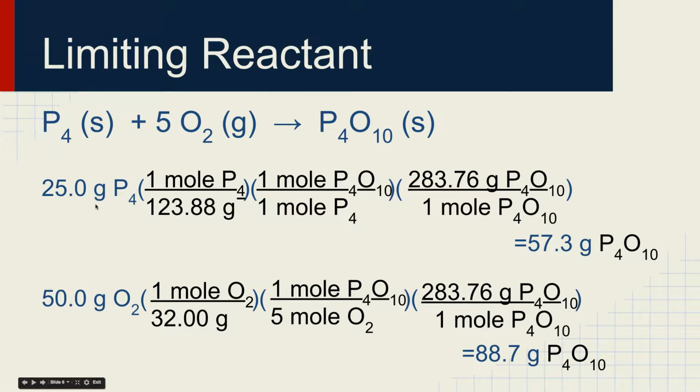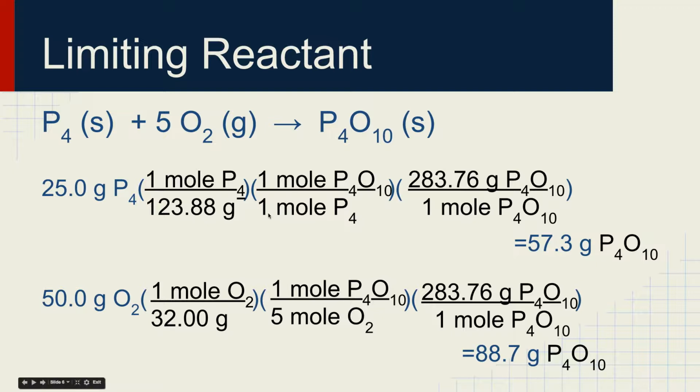The first given was 25 grams of phosphorus, so we always start with that number. Our first conversion factor is going to be from grams to moles. So it's 1 mole of phosphorus over the molar mass of P4, remember, so we have to take that into account. That's 123.88. The second step is always going to be the mole ratio step, or I should say, if you start with mass, the second step will be the mole ratio step.